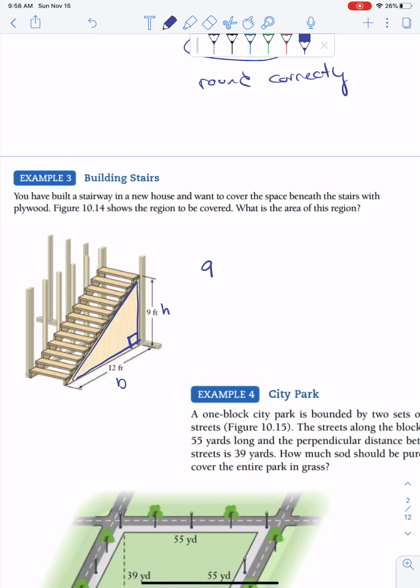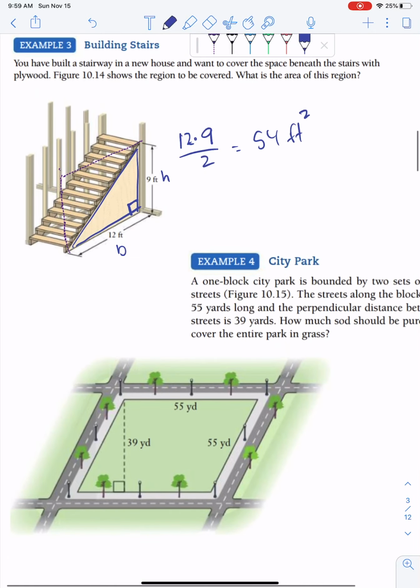So to find the area of a triangle, we take the base, which is 12, times the height, which is 9, and then we have to divide that by 2. Don't forget that you have to divide by 2, because what we do when we do base times height is we turn it into a rectangle. But we're not doing a rectangle, we're doing half of a rectangle, so we divide it by 2. So your answer is going to be 54. Well, I guess we should probably use our units correctly: 54 feet squared, because we're dealing with area.